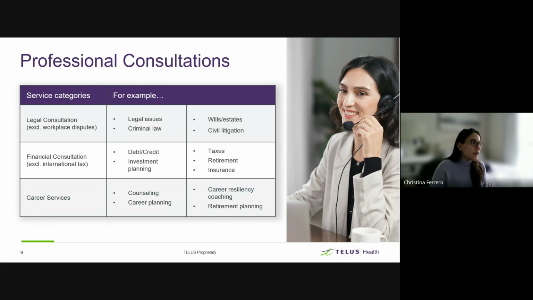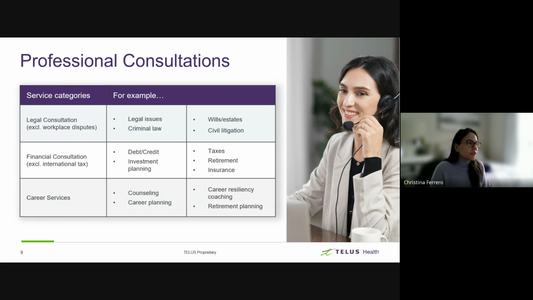So for managers, we always like to highlight professional consultations that are available, and overall for employees as well. As I talked about previously, these are the service categories: legal consultations, financial consultations, and also career services. I believe, and Sam, keep me honest, it's either 40 or 50 minutes that they get for one consultation per topic. So again, it's not the 7 sessions that you get for clinical counseling. This is just everyone gets one free consultation per topic. So that's just important to know.